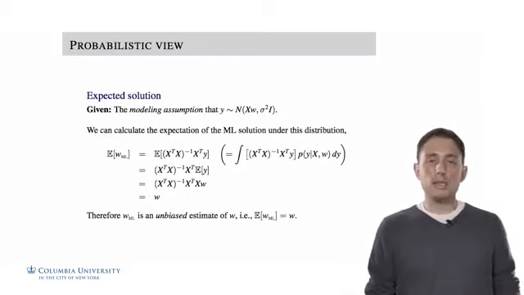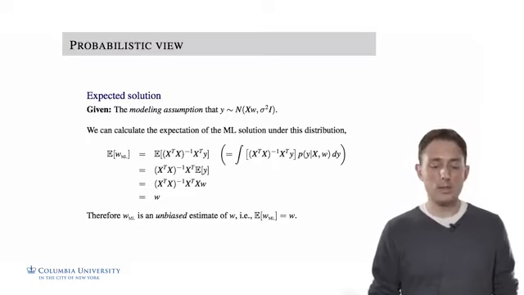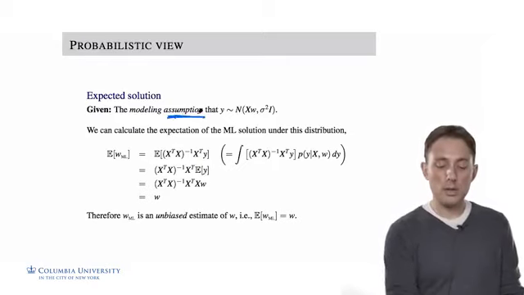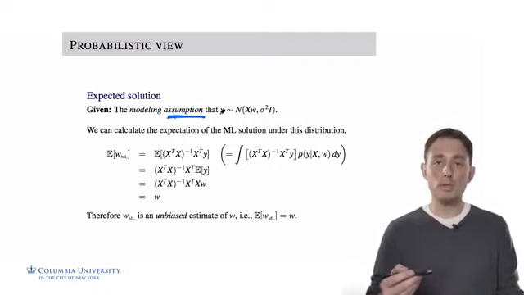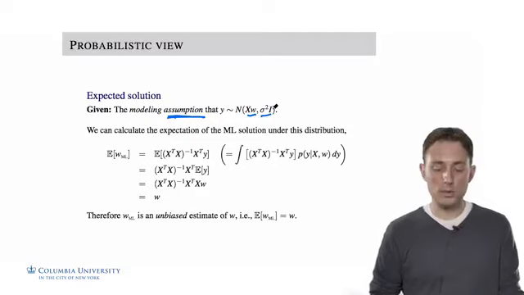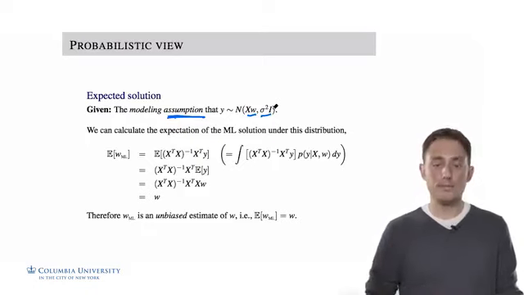Okay, so let's look at some of the things that we can say if we make this modeling assumption. So again, we're given the modeling assumption that our observations y, the outputs that we observe in our data set, were generated according to a Gaussian with mean equal to xw, and then IID Gaussian noise. So this is the modeling assumption that we make for how we obtained the data y, given the corresponding inputs x.